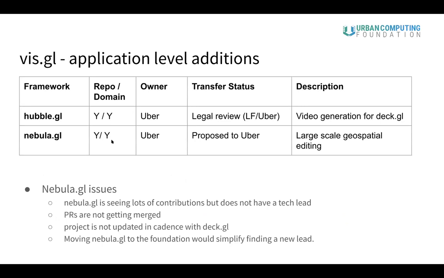I believe the Hubble.gl transfer is in progress. I have not had confirmation that it has completed from Uber to UCF. It's a video generation framework. We're very interested in Nebula, and I understand Hawkeye is also using it. It's still not transferred into the foundation. It has been proposed, but I don't think there's progress. It doesn't really have an active maintainer, so we have a little bit of an issue with Nebula. There are a lot of good PRs and contributions, but there's a gap there.